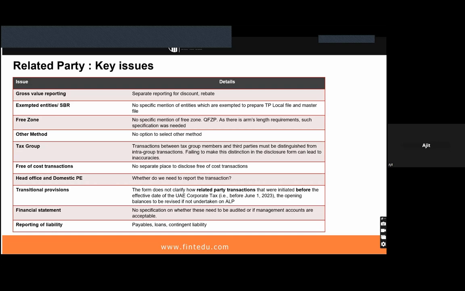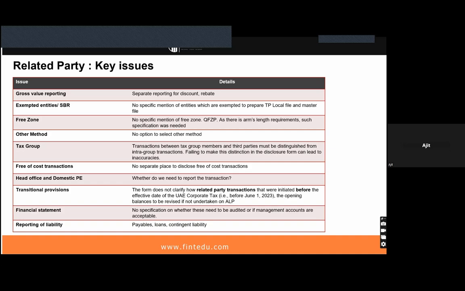Again, next point, transitional provision. Transitional provisions are not specifically discussed in terms of how they will impact. I think we can get some clarity from the FTA, because in the next year's opening balance, we need to again add the opening balances if there's an interest-free loan or something.